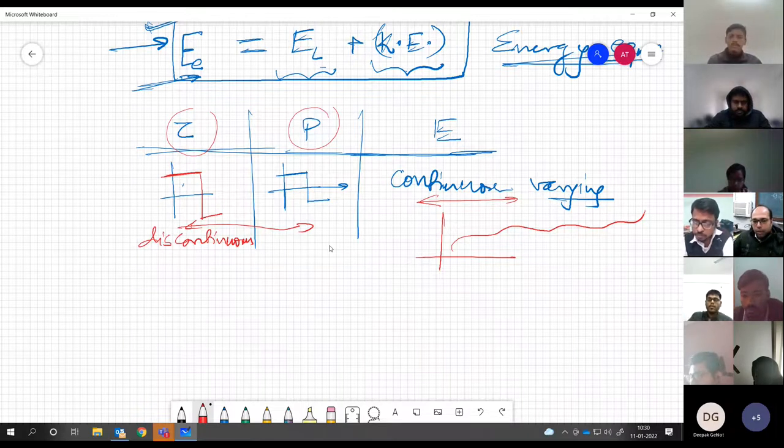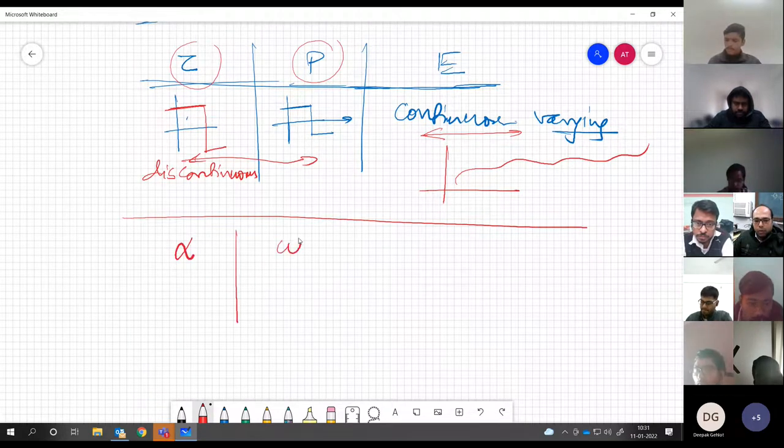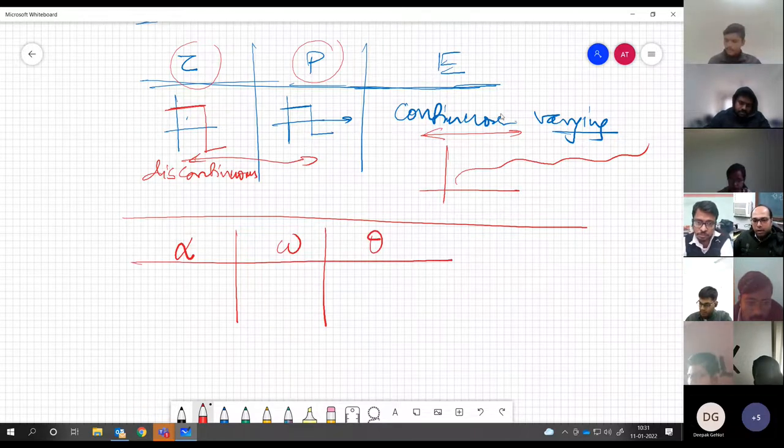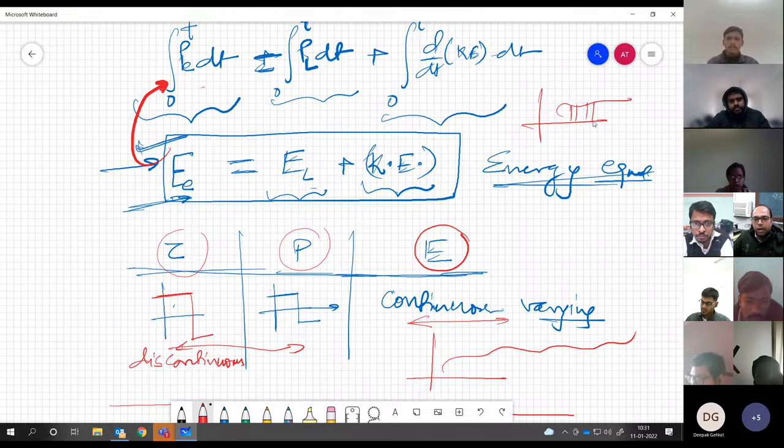Good. Similar observations we can make about our other quantities, say acceleration, omega, and theta. Now, notice why energy shows this kind of behavior: because energy is involved with some integration step. It is basically accumulating over time. Small sections you are adding, and that is what is reflecting here as energy. So wherever integration is involved, that quantity cannot be discontinuous.